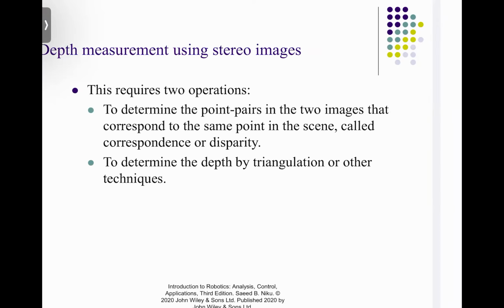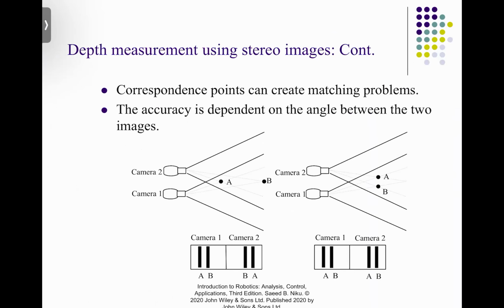So again, let me show you how it works with stereo images. You have camera 1, you have camera 2, you capture the image, and you see the relative difference between the pixels, and then you use triangulation to find out where that object is.